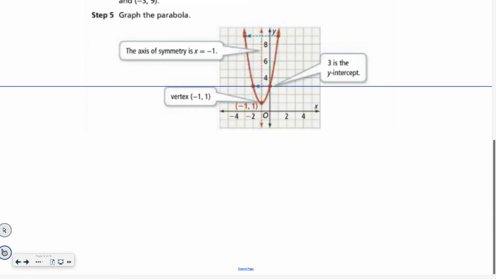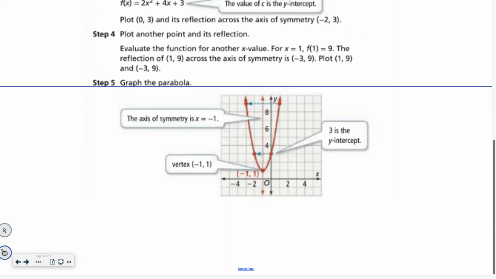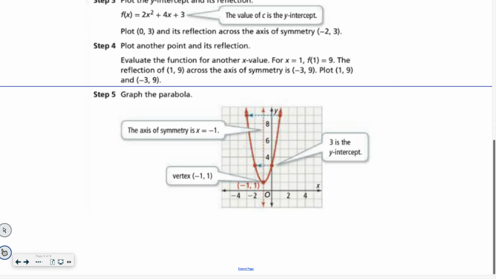I'm actually going to just move this down so that way it's, there we go. You can see we have the vertex at negative 1, 1, plotted the point at 0, 3. My axis of symmetry is this line right here, x equals -1. So my y-intercept right here is 1 unit right of my axis of symmetry. So I know I have a point 1 unit to the left of the axis of symmetry.